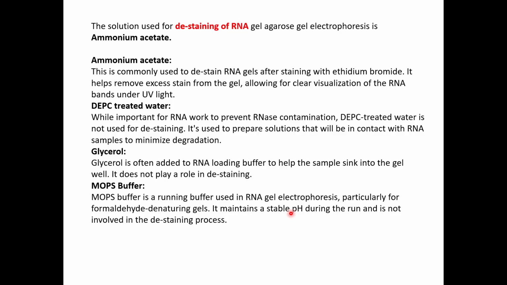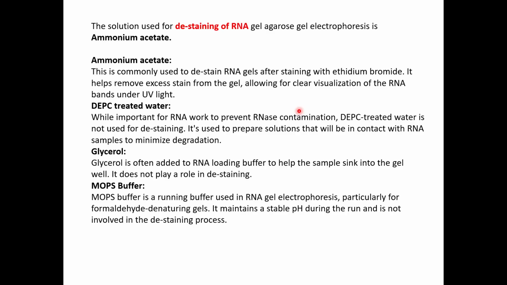Next is ammonium acetate. So you use ammonium acetate for destaining the RNA gel after agarose gel electrophoresis. Ammonium acetate is commonly used to destain the RNA gel after staining it with EtBr. It helps remove excess stain from the gel, allowing for clear visualization.